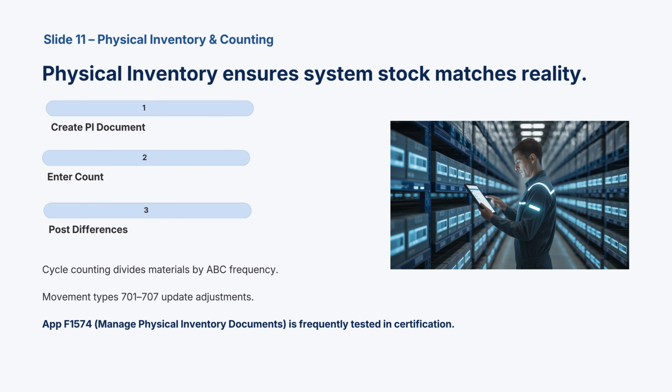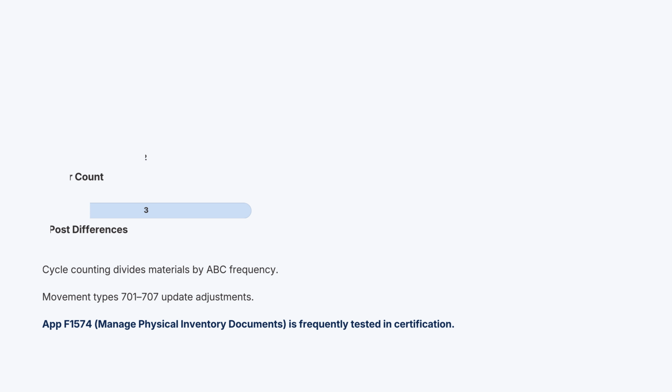Physical inventory ensures system accuracy. You create PI documents, enter counts, and post differences. Cycle counting categorizes materials by frequency, A, B, or C class. Movement types 701 and 702 handle adjustments. App Manage Physical Inventory Documents FIF174 lets you monitor open and posted counts in real time.